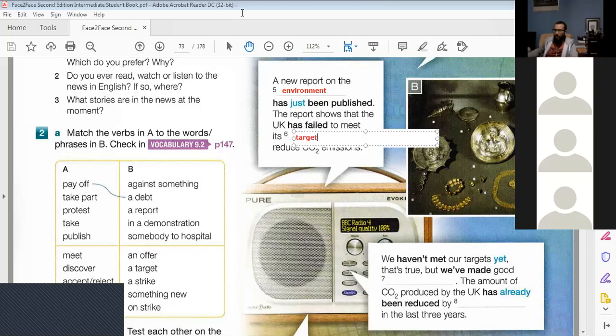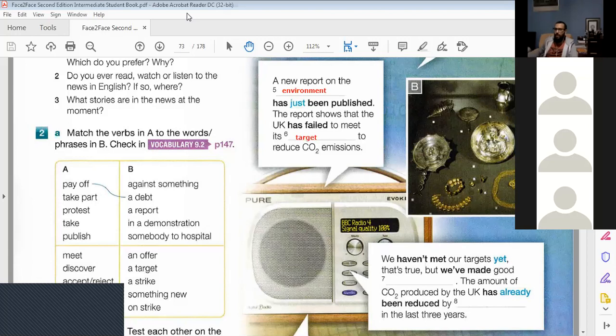Okay, let's continue listening. However, Environment Minister Jack Clark told reporters that some progress has been made. We haven't met our targets yet, that's true, but we've made good progress. The amount of CO2 produced by the UK has already been reduced by 2.7% in the last 3 years.